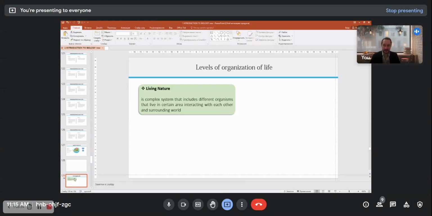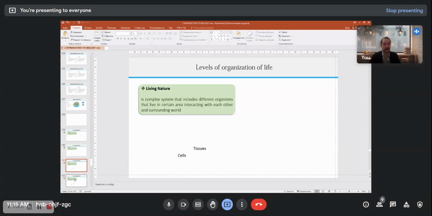And at the end of our lecture, I want to discuss levels of organization of life. So living nature is a complex system and it can be categorized on different levels. One level that we consider to be the initial level of organization of life is the level of cells, or cellular level. Then the next level of complexity of living nature is represented by tissues.